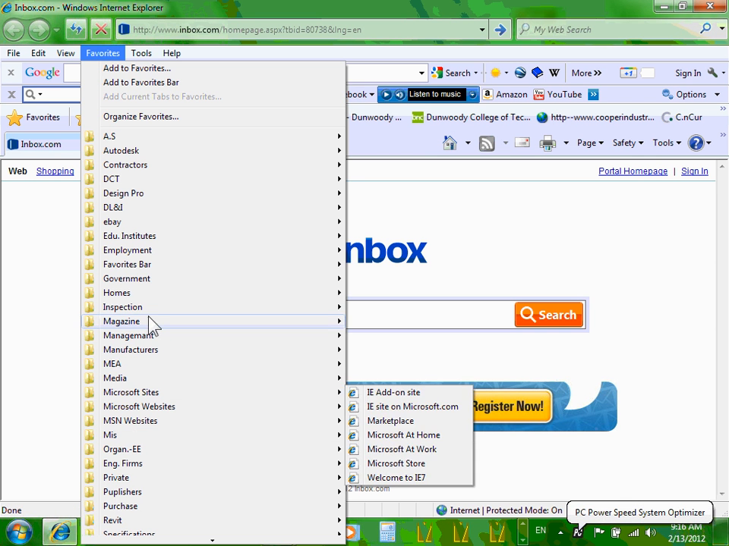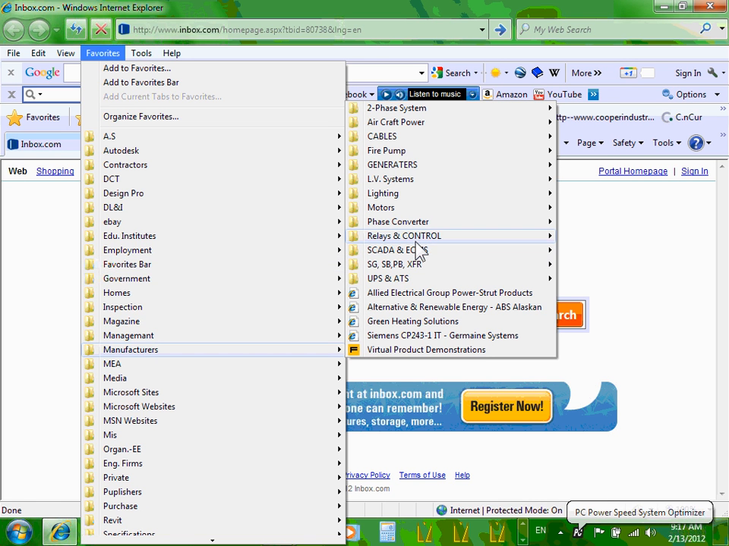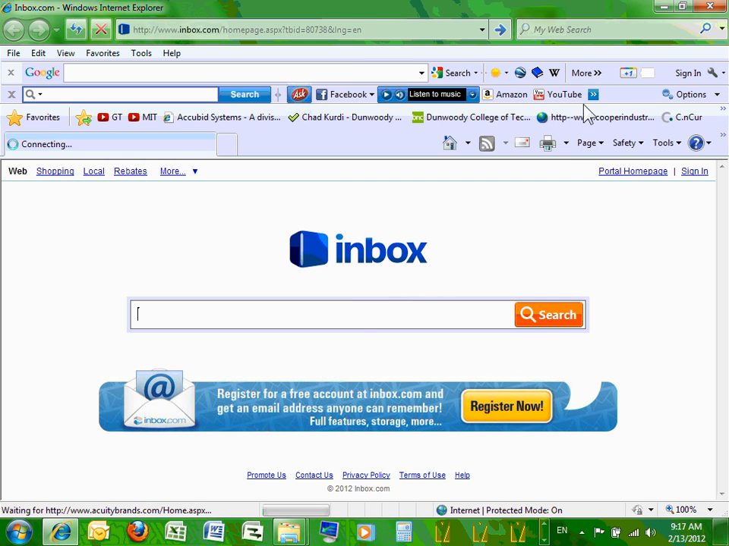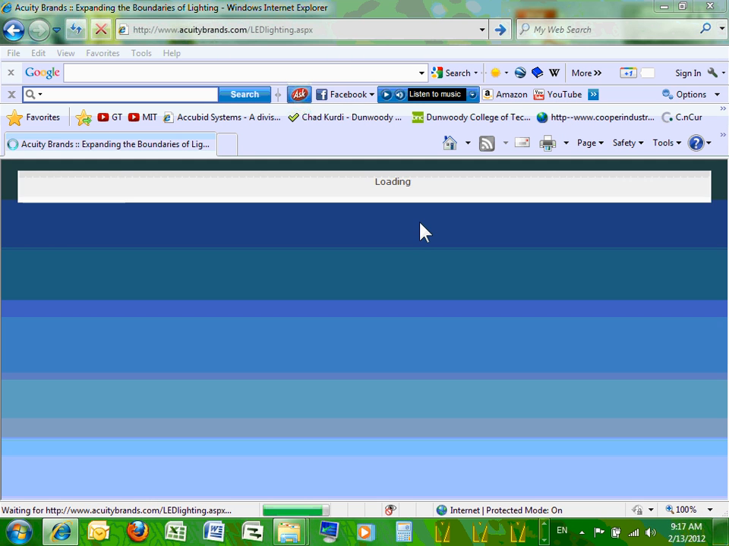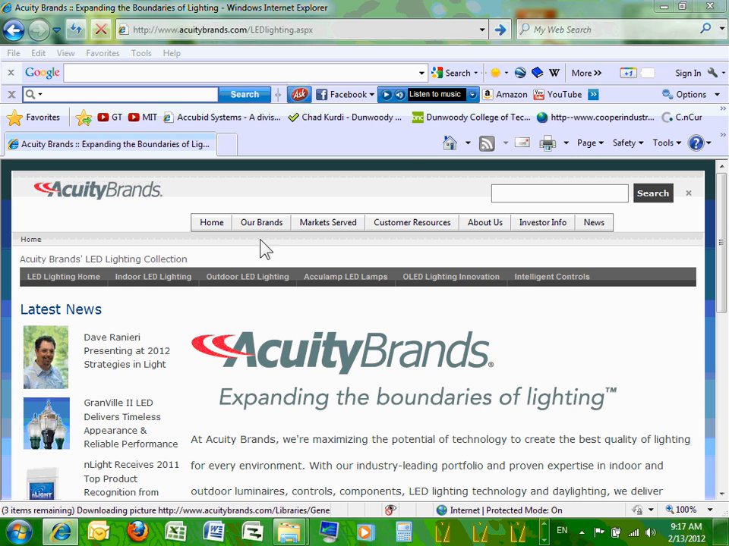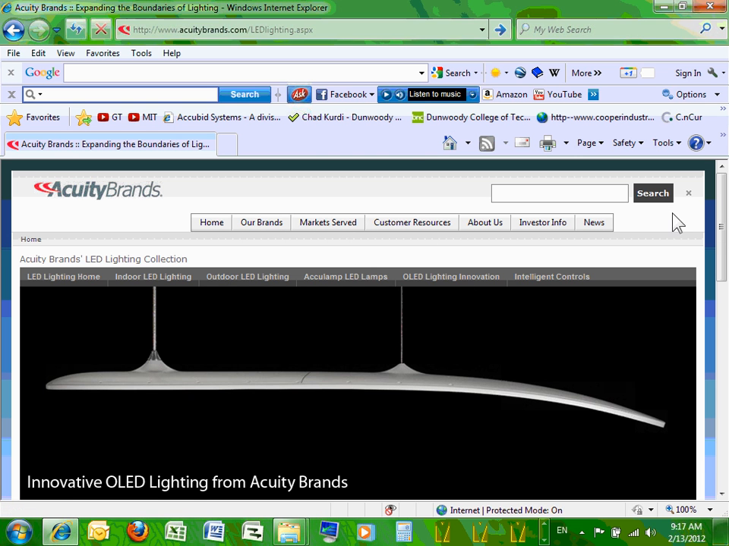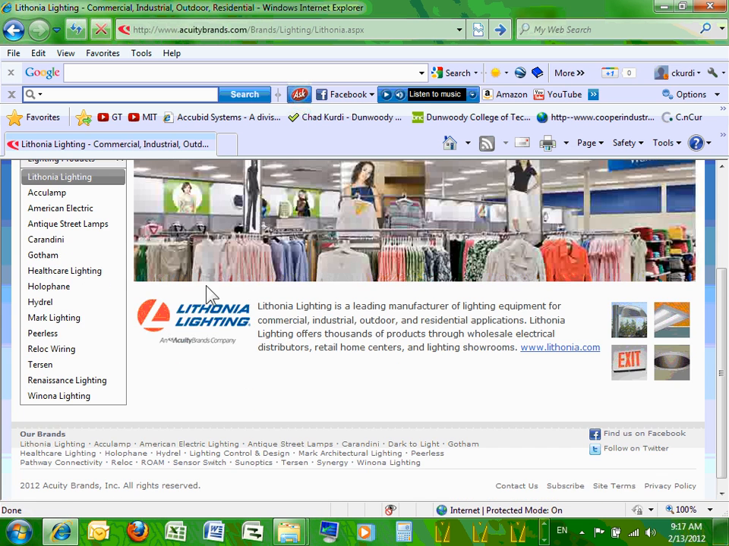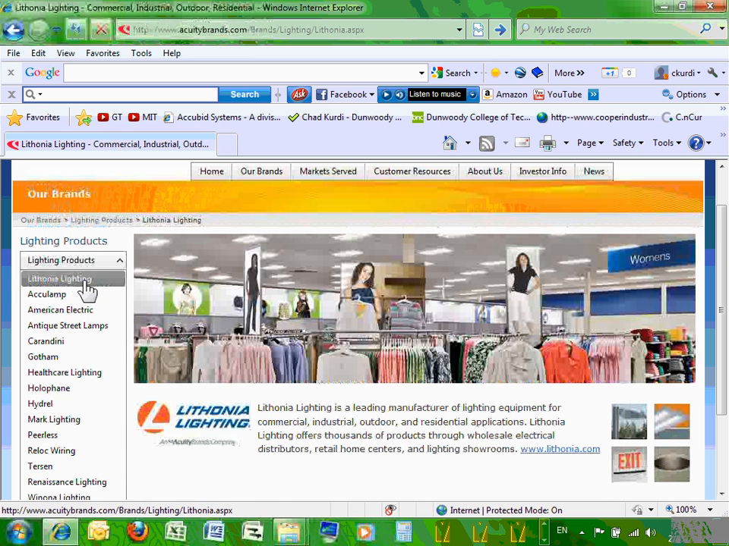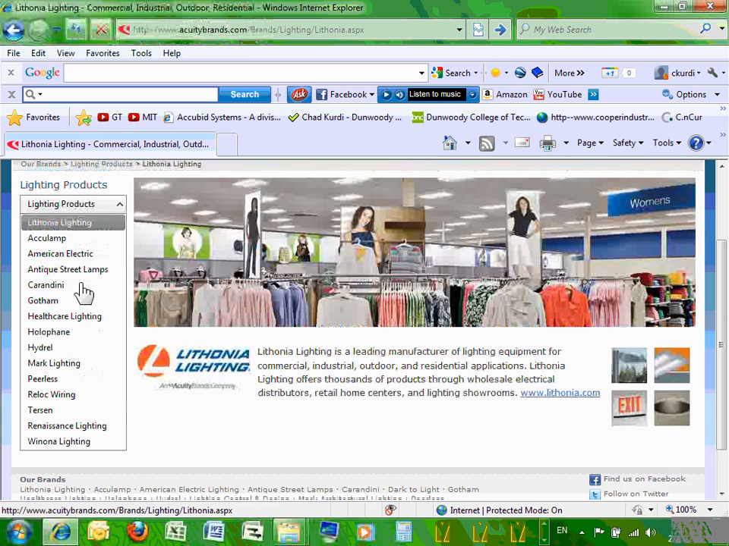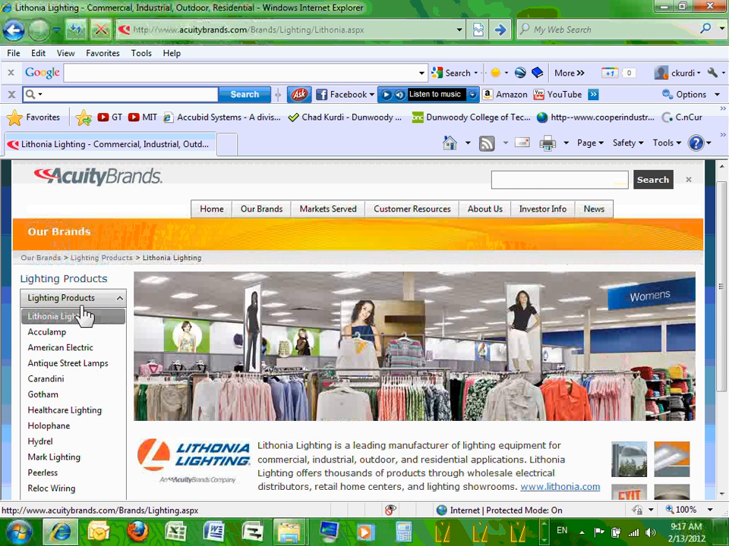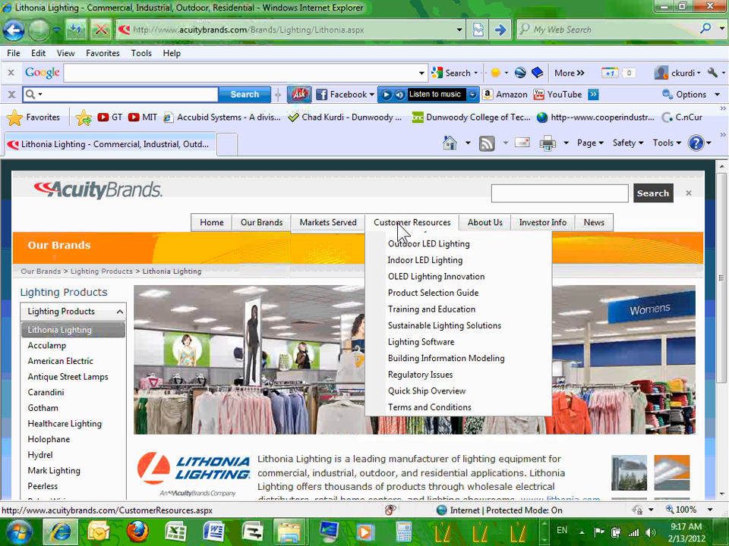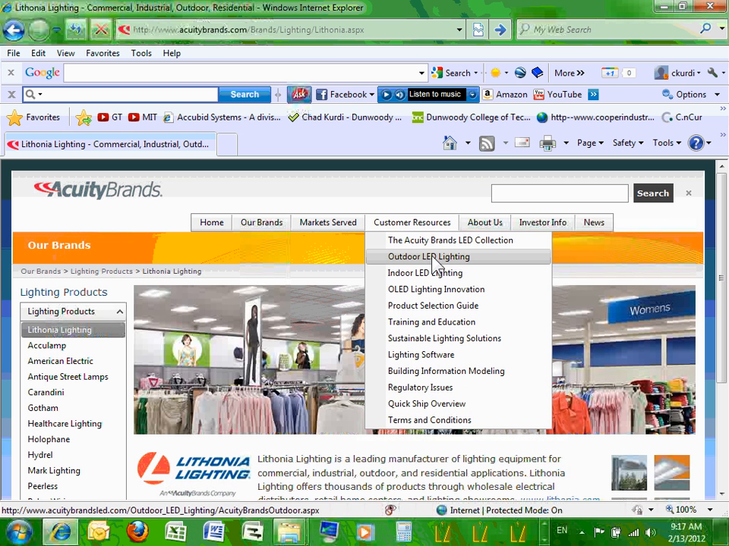Okay, manufacturers. Manufacturers, SCADA system, lighting system. Let's go to Lithonia, Acuity Brands, just because we're familiar with that. Let me grab a CAD and show you a couple of things about that. Okay, let me see what we have here. Lithonia Lighting. Where's the product? LED outdoor lights. Do we have street here?